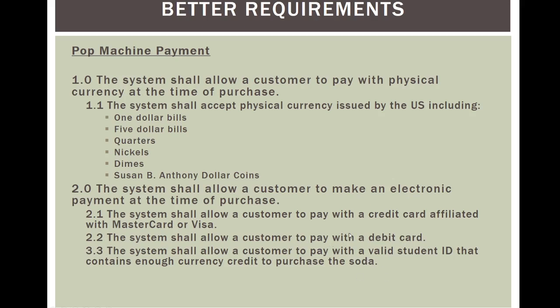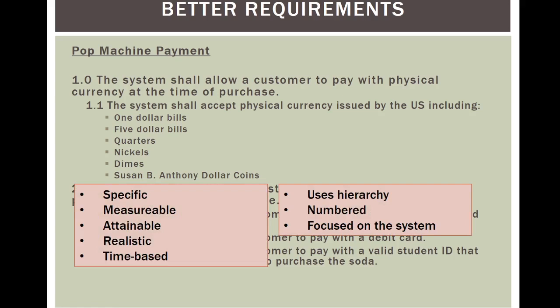All right, now also keep in mind that with each one of these, MasterCard, Visa, debit card, all right, these are our sub-requirements of this. And so to pay with a credit card, and then down below that it should be MasterCard, Visa, Discover, American Express, and so on. There should be sub-requirements for each one of those. All right, here we go.